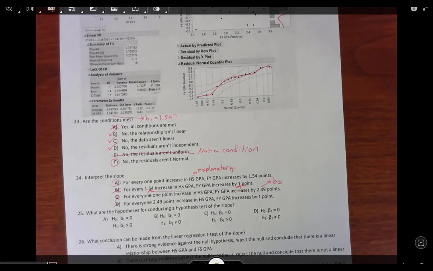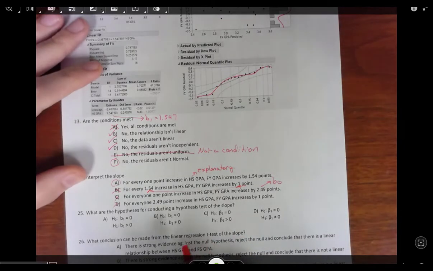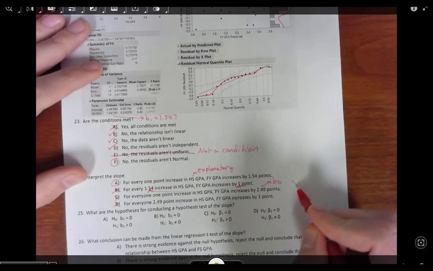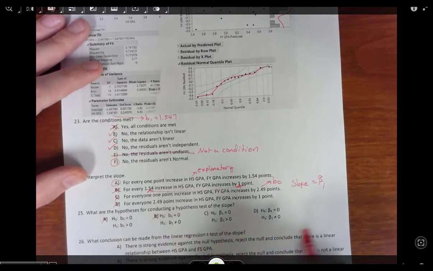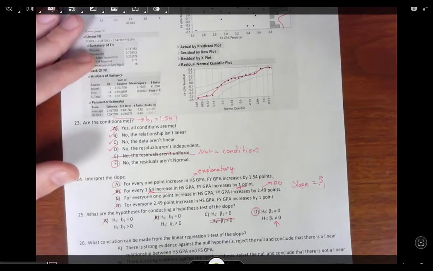25 says, what are the hypotheses for conducting a hypothesis test of the slope? So our hypothesis test is always going to be about the parameter beta 1, because this is our slope. So we can rule out A and B. And then C and D, where our alternative hypothesis is always going to be not equal to. So that rules out C. So the correct answer then would be D.